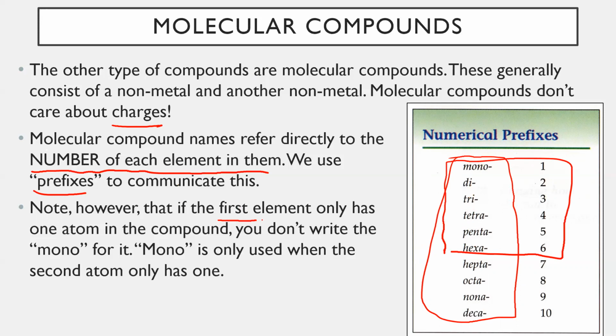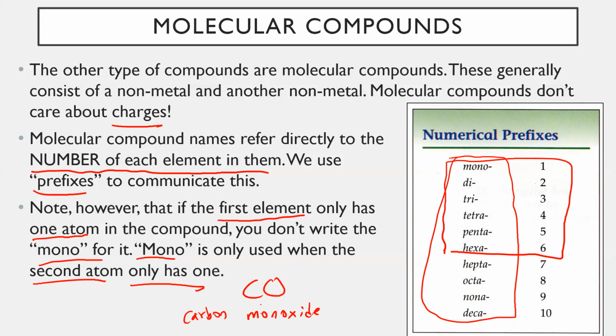Note, however, if your first element only has 1 atom, you don't actually write the mono for it. Mono is only used when the second atom only has 1, right? So a very classic example is CO, right? That's carbon monoxide. Carbon is a nonmetal, oxygen's a nonmetal, that's why this is molecular. We write that as carbon monoxide. We don't write it as monocarbon monoxide because mono is only used for the second one.